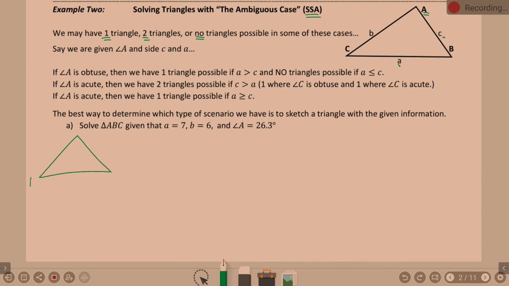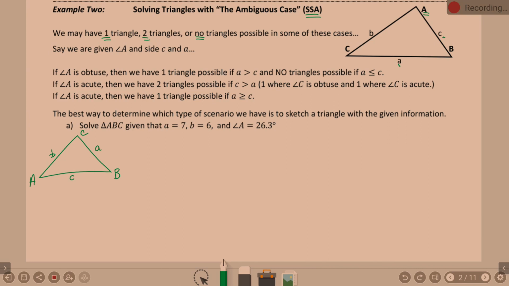I'm going to put my angle A, I'm just drawing a triangle right here. I'm going to put angle A in that left corner because that's where I like to put it. Then B, C, and that means we have side A across from A, side B across from B, side C across from C.